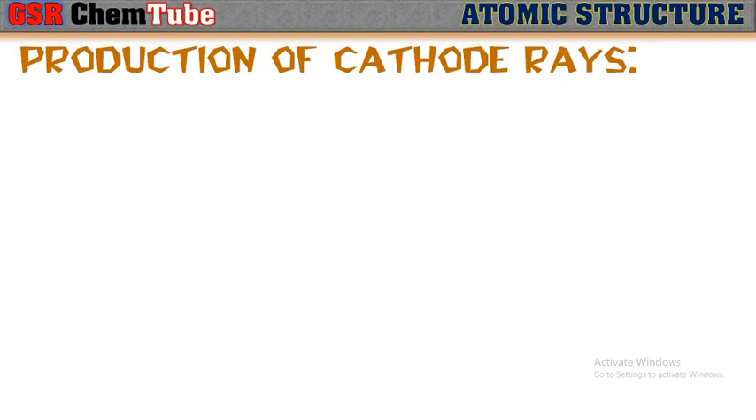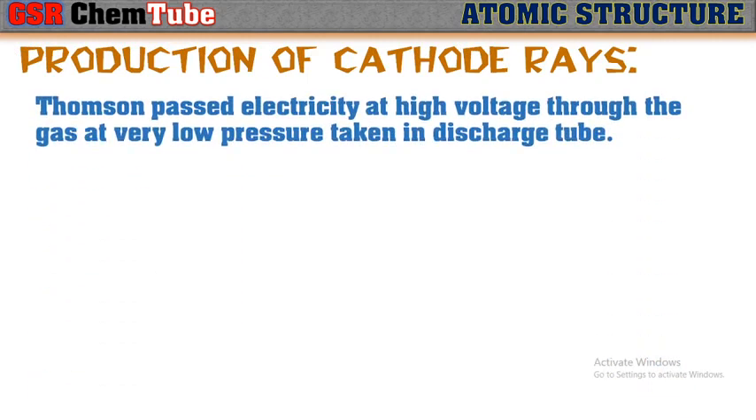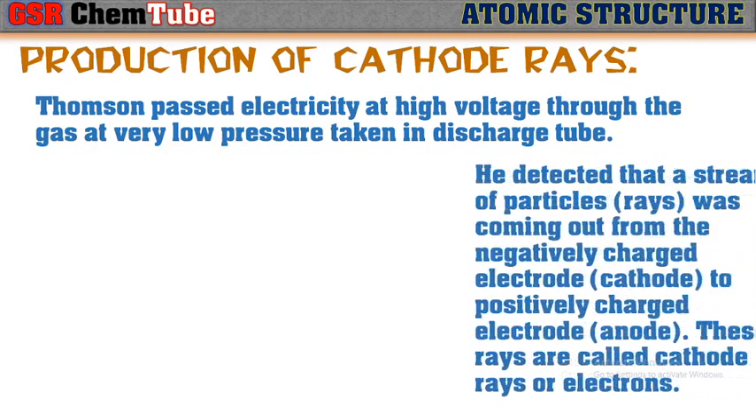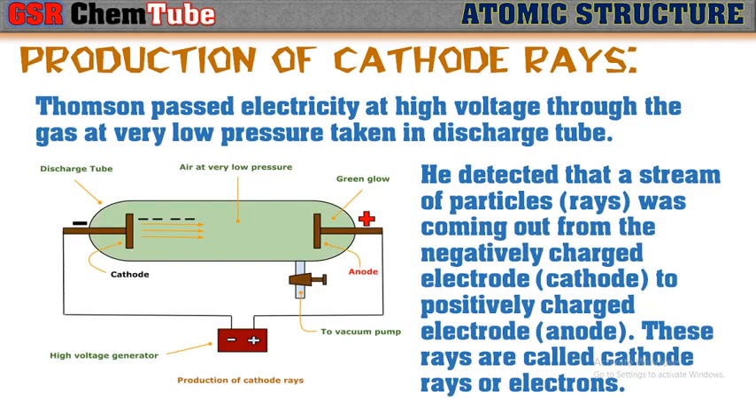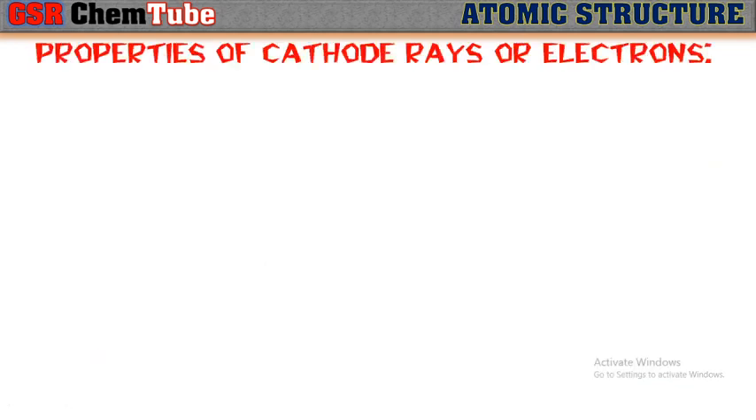From this, let us see the production of cathode rays. Thomson passed electricity at a high voltage through the gas at a very low pressure taken in the discharge tube. He detected that a stream of particles or rays was coming out from the negatively charged electrode to the positively charged electrode. These rays he called cathode rays or electrons. Now let us see the properties of these cathode rays or electrons.